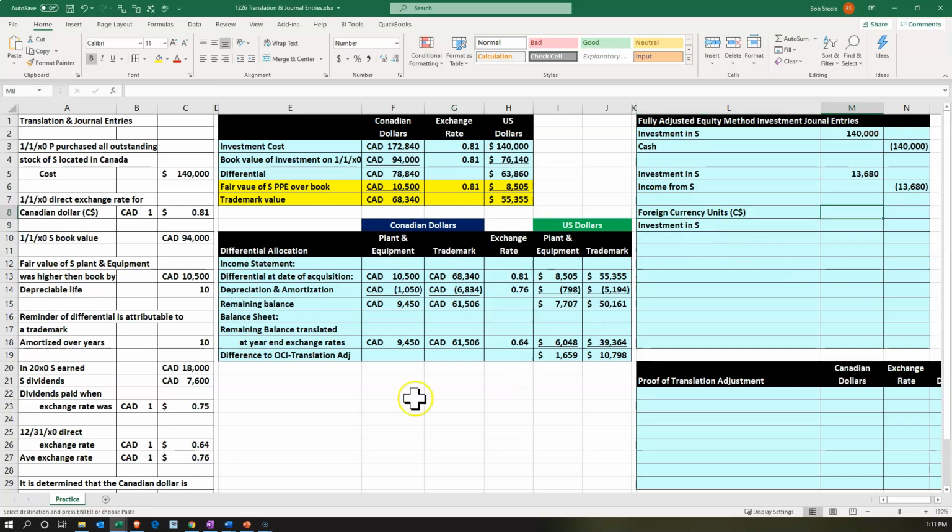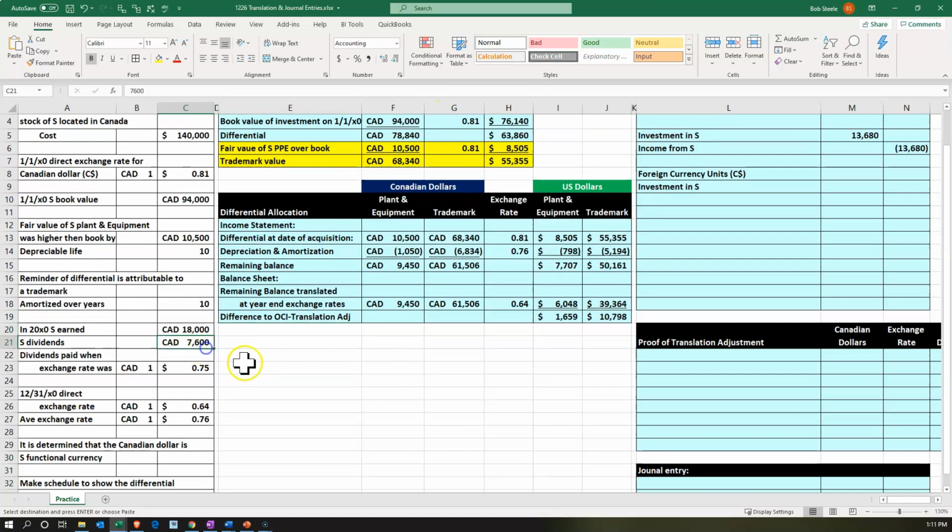Calculating this, we're going to say, all right, the dividends went out. How many dividends? Where those dividends are here. They paid 7,600 in dividends. They all went to us because we're the parent. I'm assuming we're the parent company. We own 100% of the subsidiary. Therefore, all the dividends went to us, but they're in Canadian dollars.